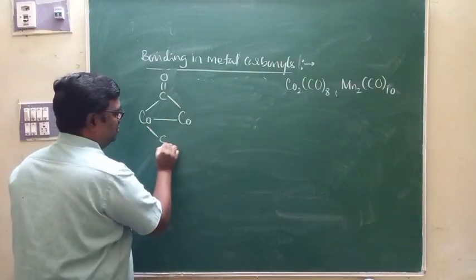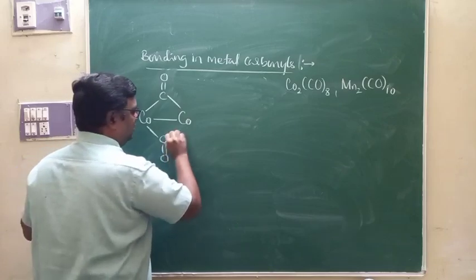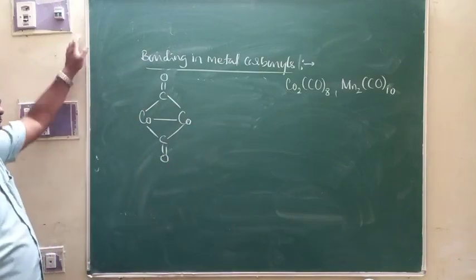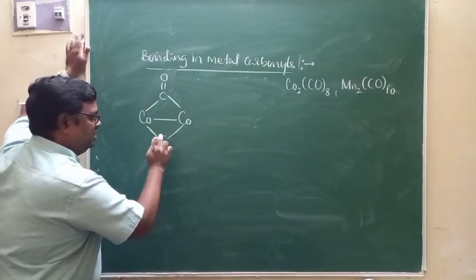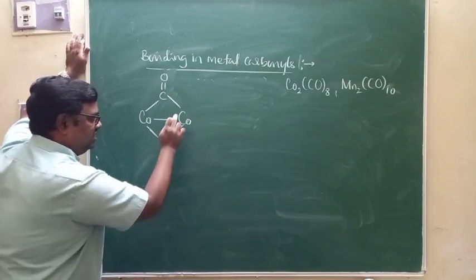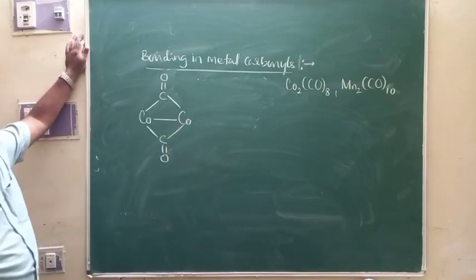These cobalt atoms are linked through carbon monoxide bridges. There are 2 carbon monoxide bridges. You can find here C capital, O capital, C capital, small o.